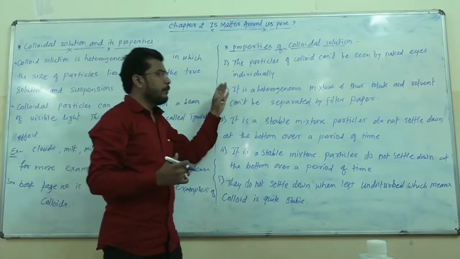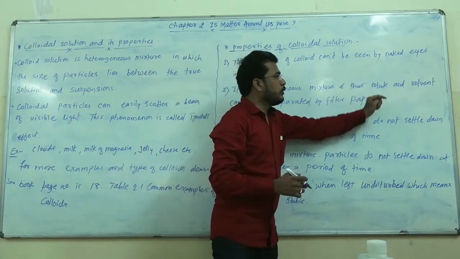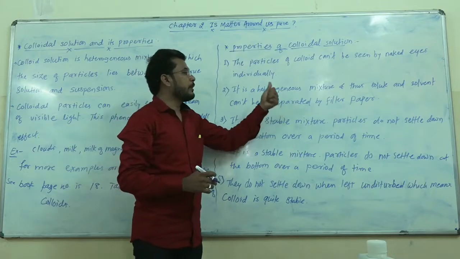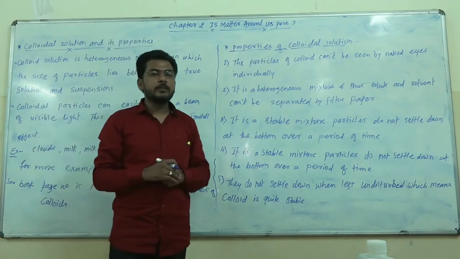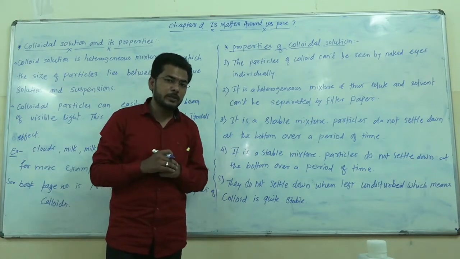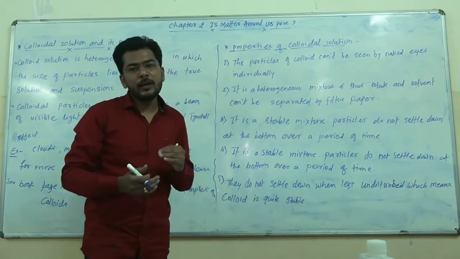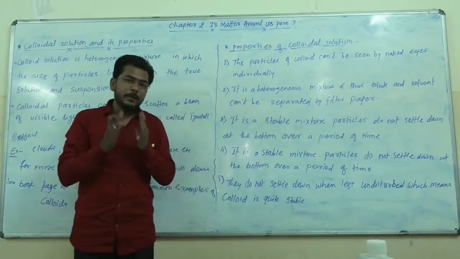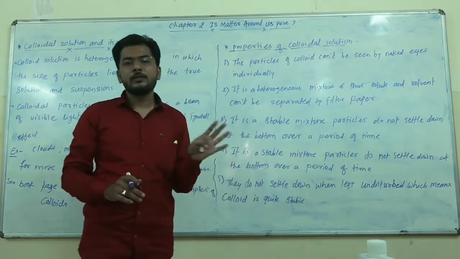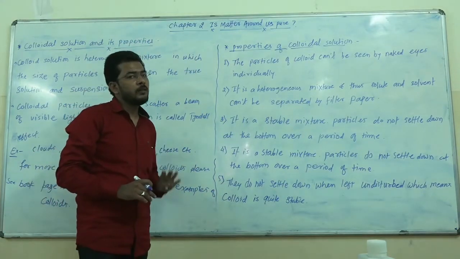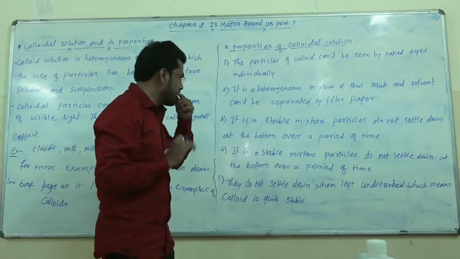Second property: it is a heterogeneous mixture, yet the solute and solvent cannot be separated by filter paper. In case of suspension, we know this is a heterogeneous mixture, and when we do filtration, we get filtrate and residue, which means we can separate the suspension. But in case of colloidal solution we cannot separate it with the help of filtration. Solute and solvent cannot be separated. Keep this in mind, this is the second property.